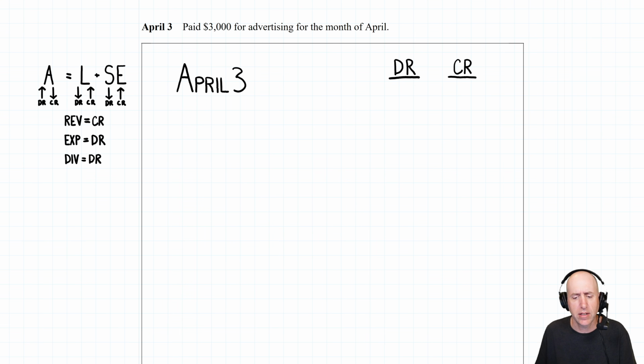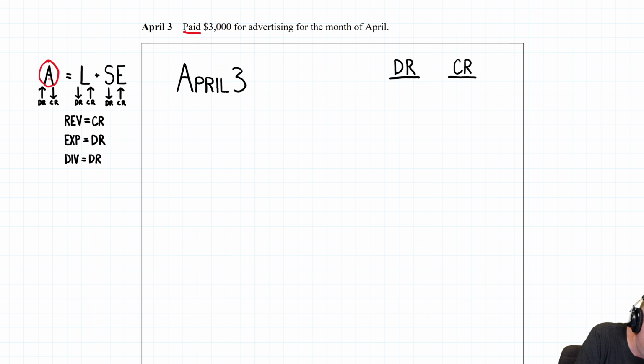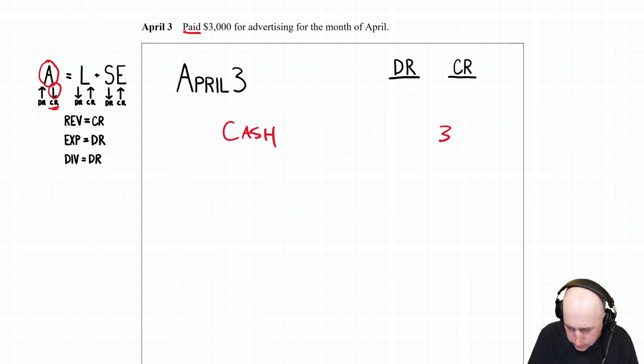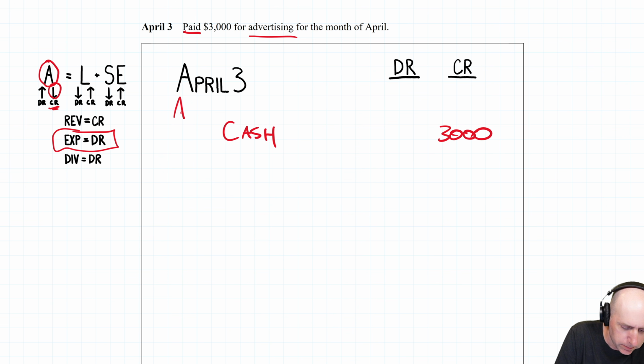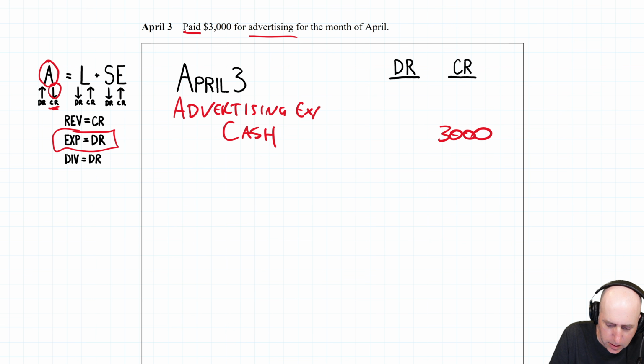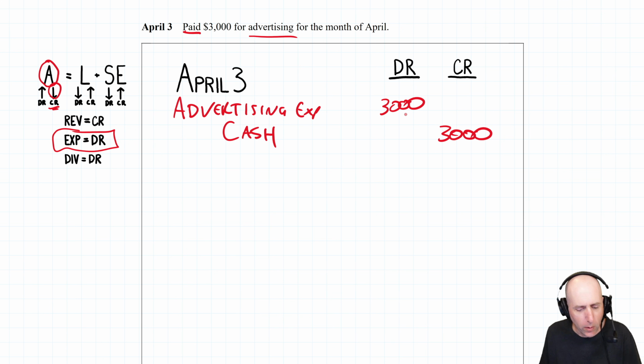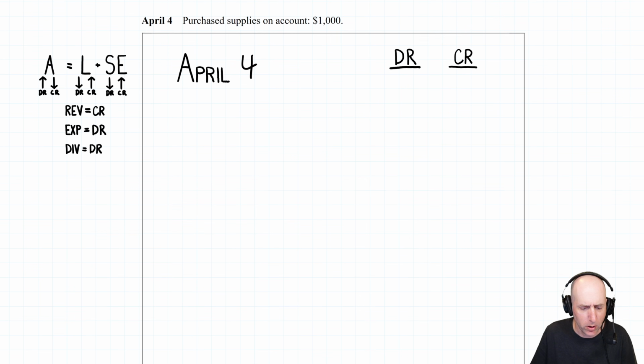Paid $3,000 for advertising for the month of April. So we paid some advertiser to advertise our business. Paid is a key word here. Did cash change hands? Paid. Yes, of course. Our asset, cash, is going down. We need to credit cash. The debit related to advertising. What do you suppose that would be? Well, it's an expense. Debit advertising expense by $3,000. That's good news because we always debit expenses. And we're on to April 4th.